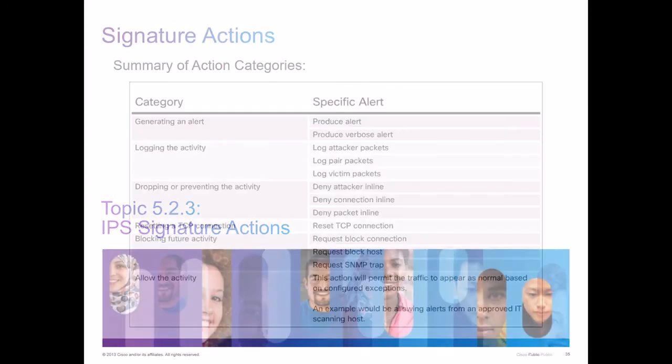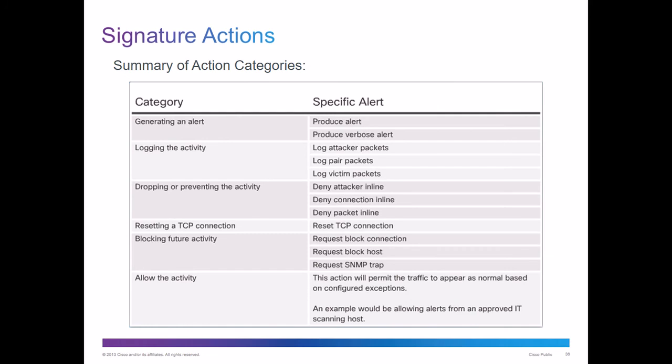All right. The signature actions that you can take: you can generate an alert, log the activity, or drop or prevent the activity from happening. That's probably the best way to do it. That's what I would set the alert to do. Don't just log it or generate an alert. That doesn't help. If you notice an attack, drop the packet immediately. You have to be in line.